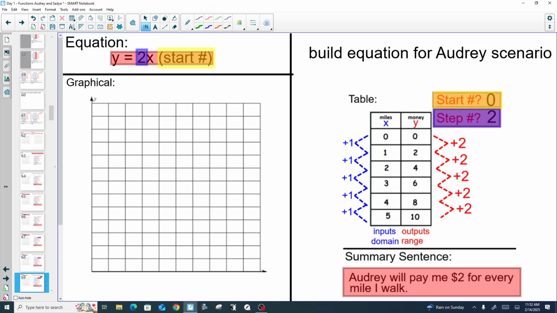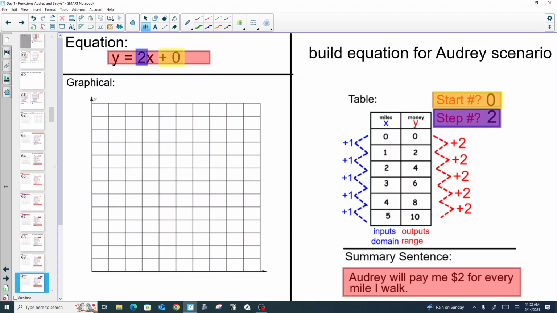Now, do you see where it says start number behind it? Well, that start number is 0 for us. So you know how when we were combining like terms and we just put a plus in front of it unless it's a negative or something like that? I just want you to put plus 0. There's your equation. We built it using a start and a step number and a little template.